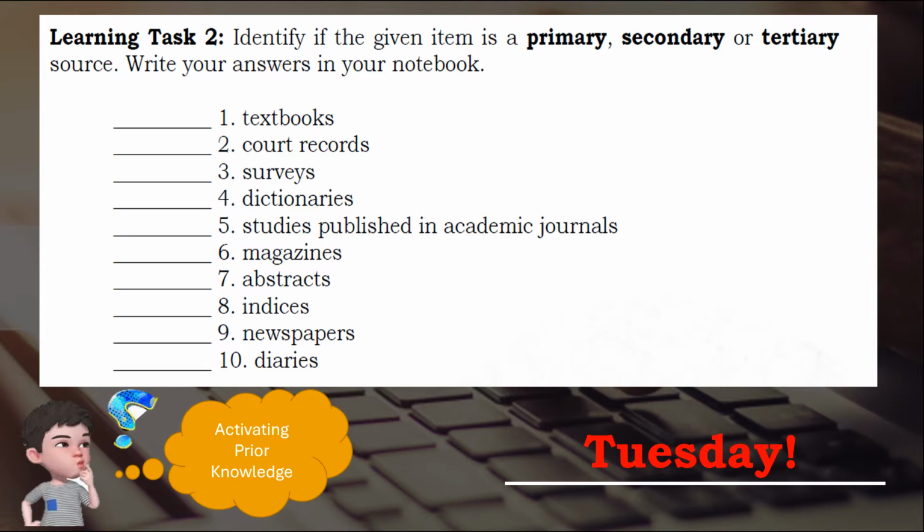So, let me give you number 10. Number 10 is an example of a primary source. Okay, number 1 is an example of a secondary source. And number 7 is an example of a tertiary source. So later on, malalaman natin ano ba yung primary, secondary, and tertiary source of information.